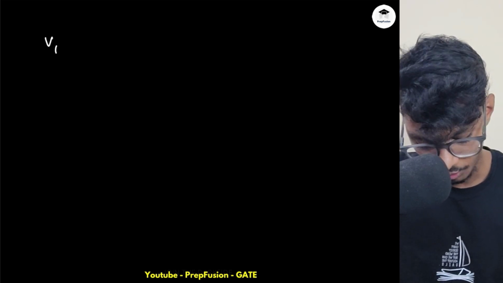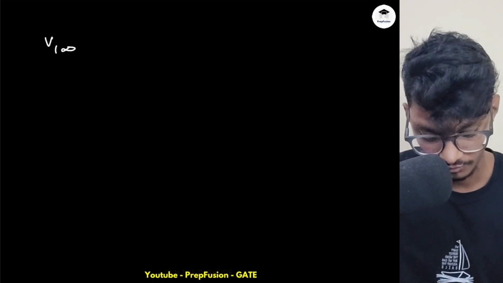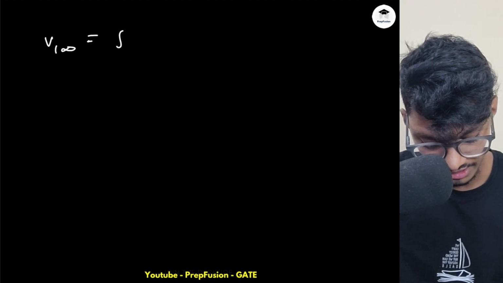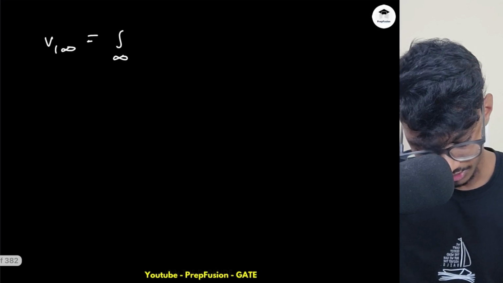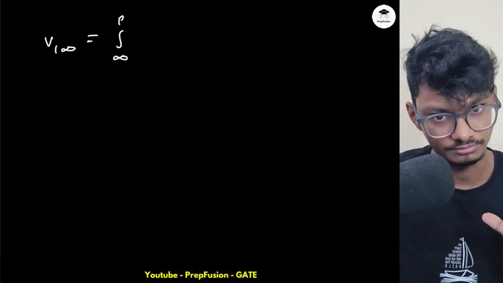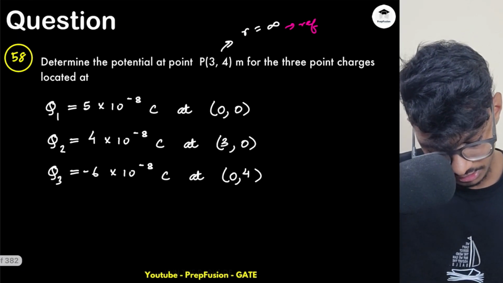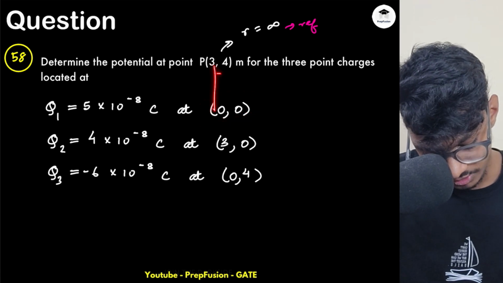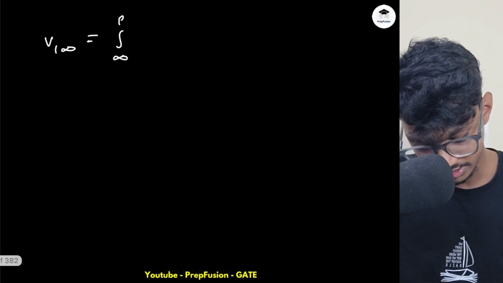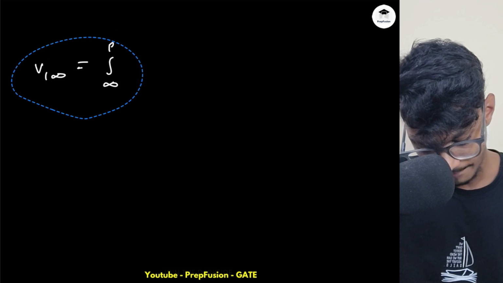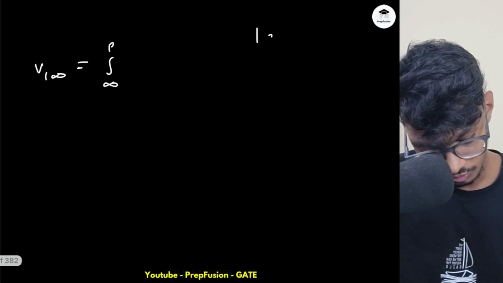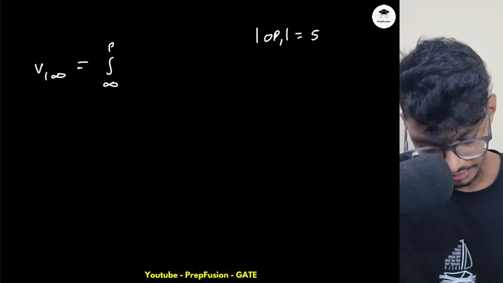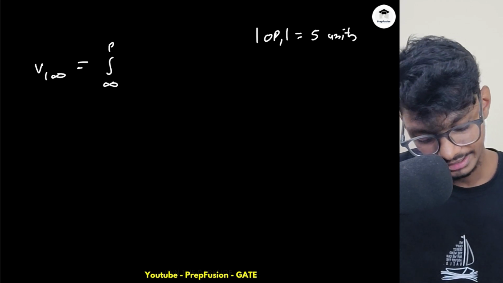potential due to charge 1 from infinity. I will come from infinity to this particular point P, okay? From infinity to P I will come, correct? And this charge is located at 0, 0. So what is the distance between these two charges? The distance between these two charges is 5 for the first case. So magnitude of OP1, the distance is 5 units in the ar cap direction.